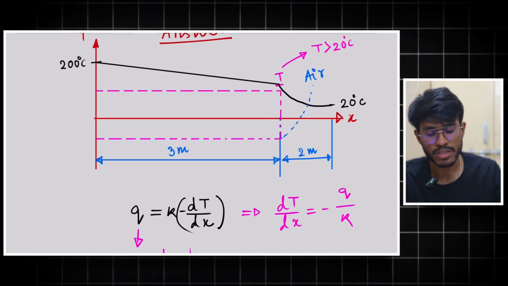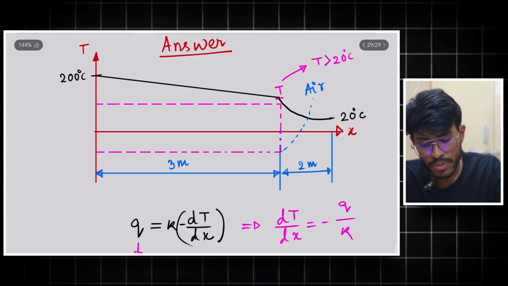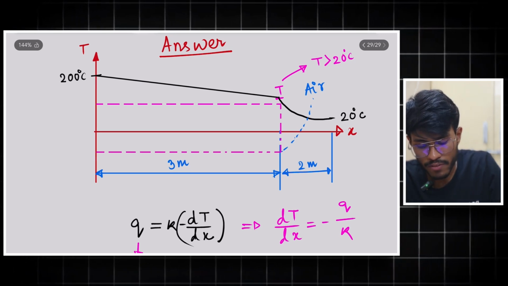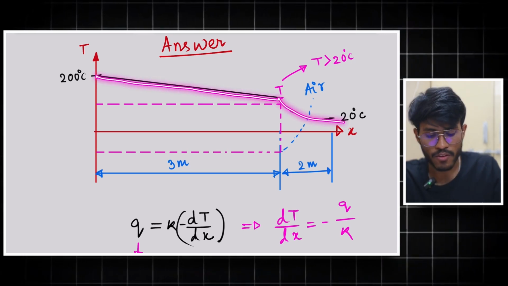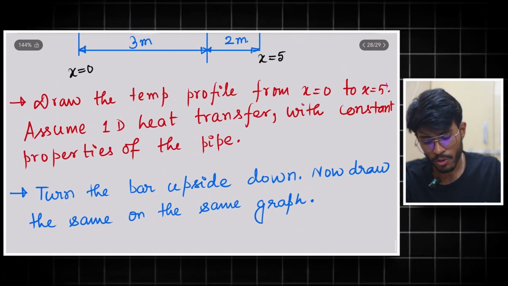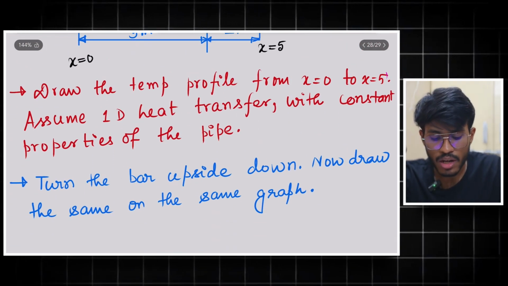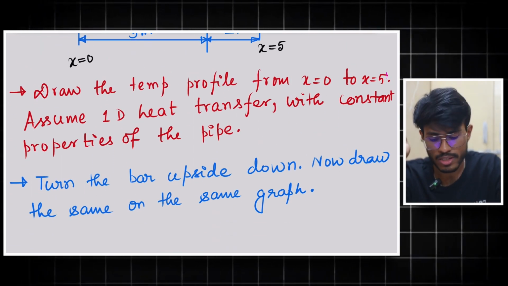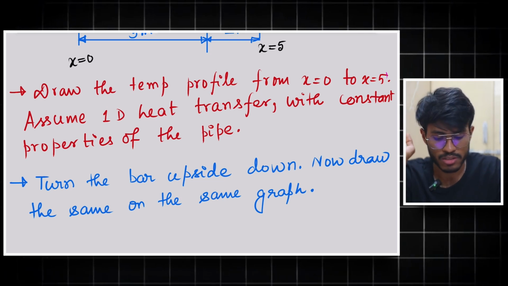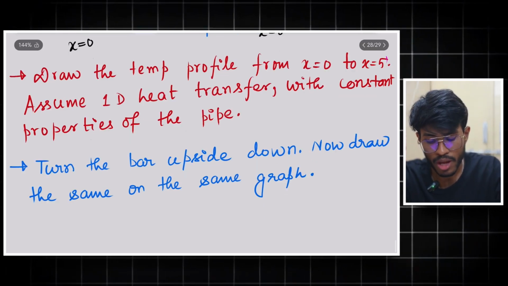Okay, after which the temperature is constant. So this will be the answer. This, what I have drawn, is the answer for the first part. Okay, draw the temperature profile from x equal to 0 to x equal to 5. Assume 1D heat transfer with constant properties of the pipe.